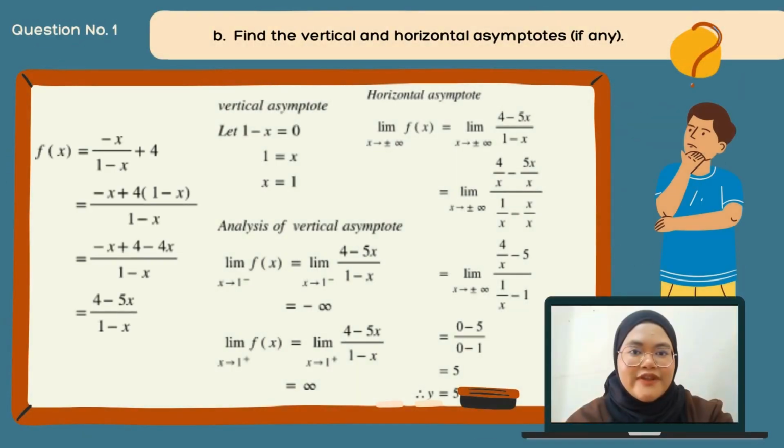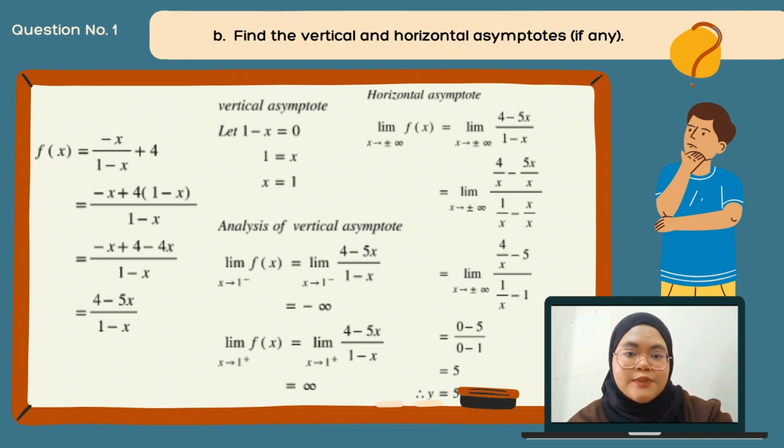Next question, find the vertical and horizontal asymptote. First of all, we need to simplify the equation, and we get 4 minus 5 over 1 minus x. After that, find the vertical asymptote. So, let 1 minus x equal to 0, and we get the answer x equals to 1. And then, we apply x equals to 1 to the analysis of vertical asymptote.